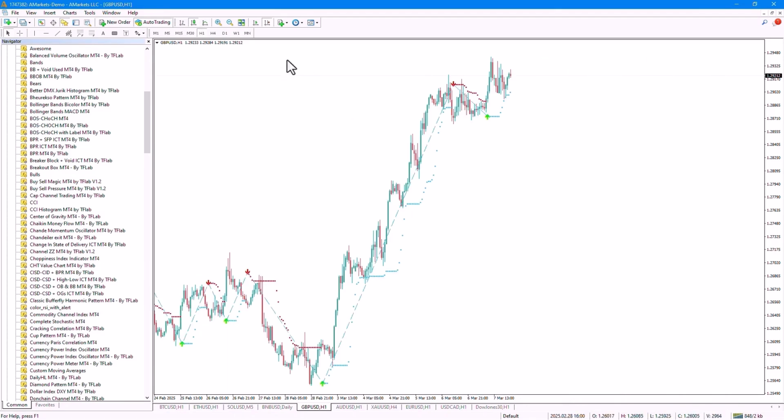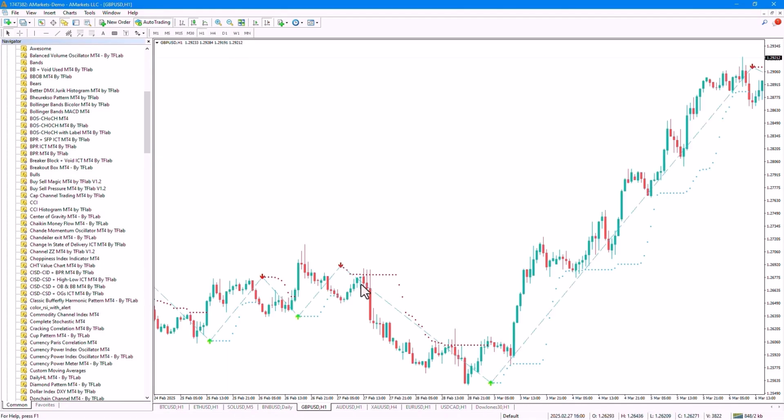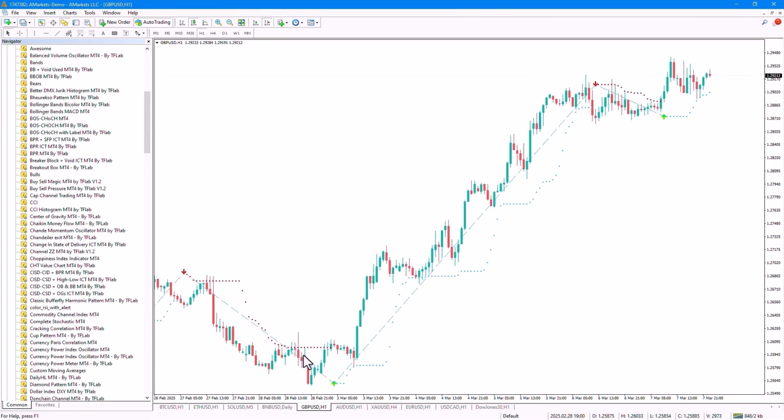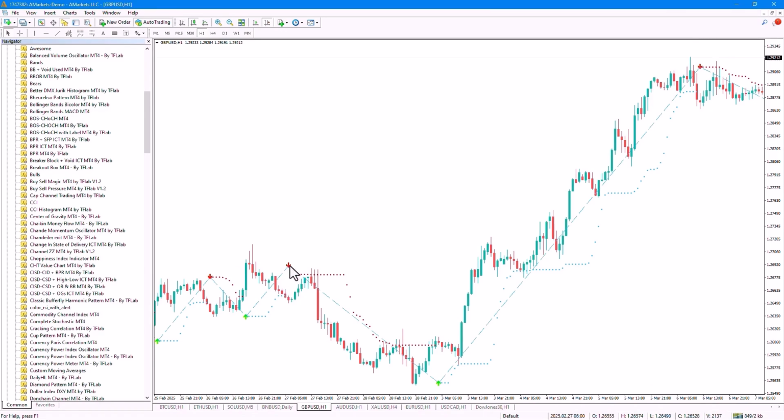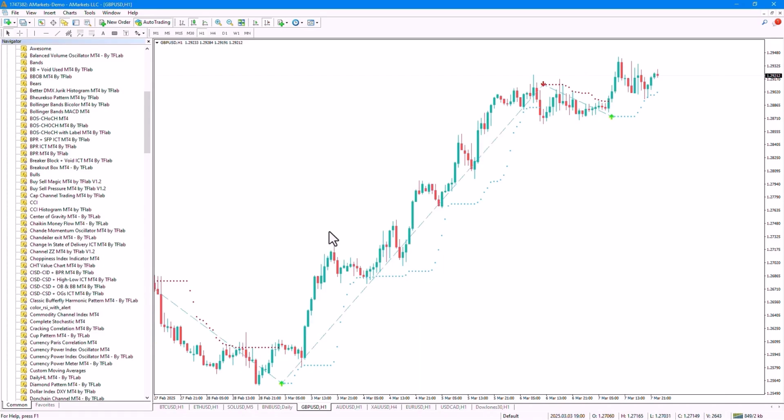When the price crosses the blue or red dots, for example, here when the price crosses the red dots, it is a key buy signal. And when the price crosses the blue points, a sell signal is issued.